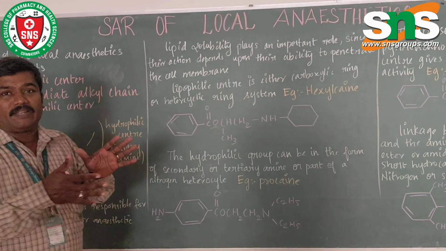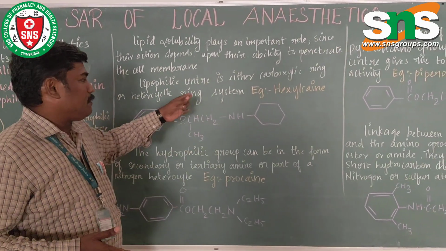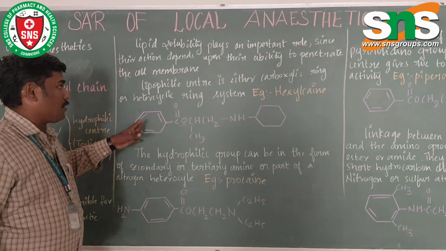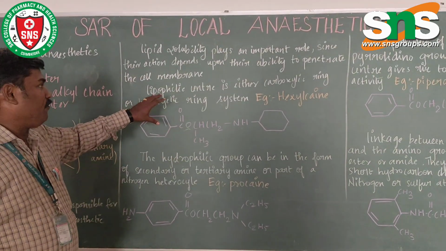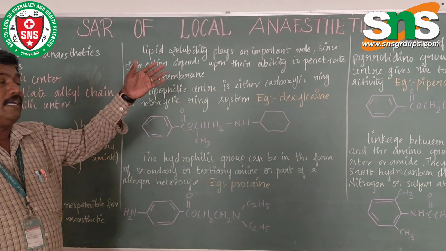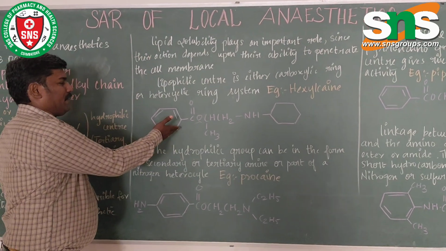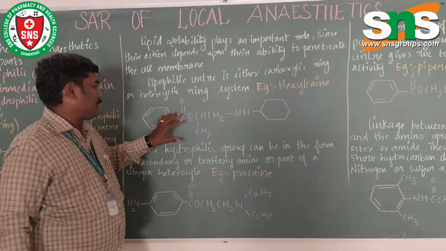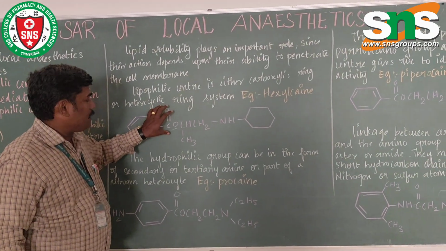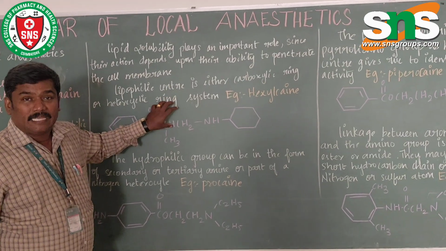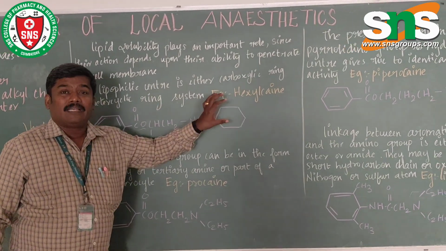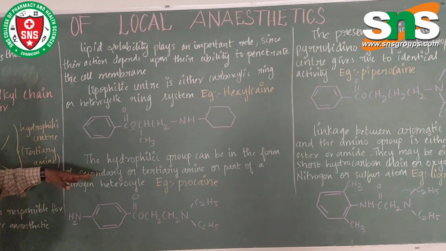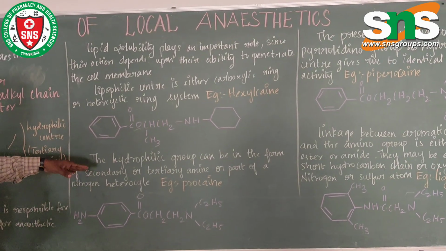We have seen that. It may be an aromatic ring attached to the carboxylic acid, or it may be a heterocyclic ring. That is responsible for the lipophilicity, and so for the local anesthetic activity. Here we have taken one example, hexylcaine. This is the structure of hexylcaine. Here the aromatic ring is attached to the carboxylic acid, and CH3, then CH2NH, and a cyclohexane ring will be attached. The next point is the hydrophilic group.